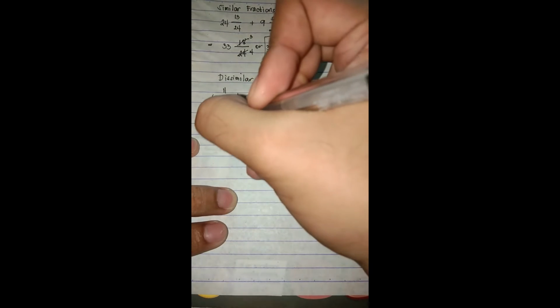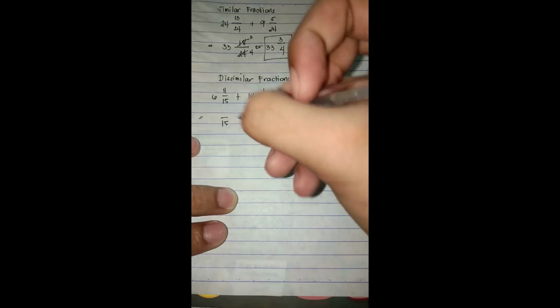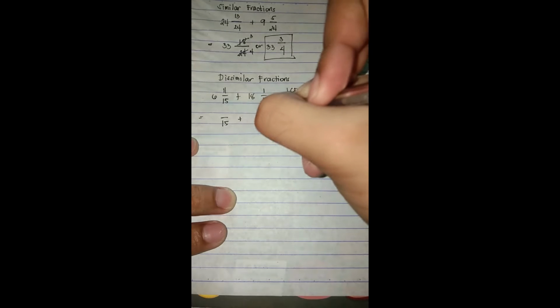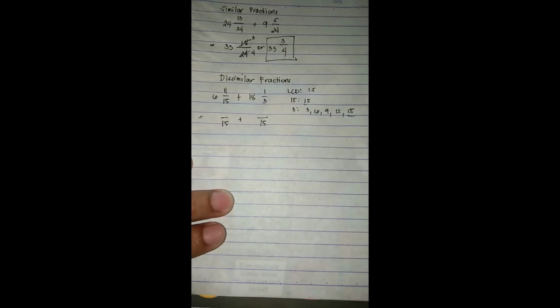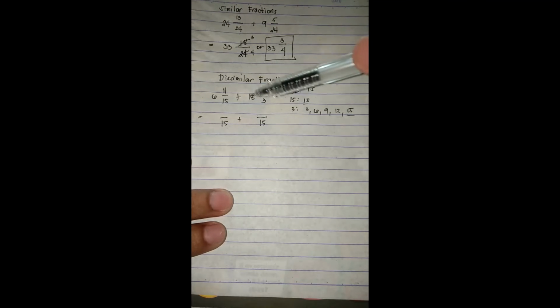And then we have here 3. So paabutin lang natin na dapat magkapareho sila. So 3, 6, 9, 12, and 15. So therefore, our LCD is 15. So ilagay lang natin dito 15, since yun na yung ating bagong denominator. So may bago na tayong denominator, which is 15.